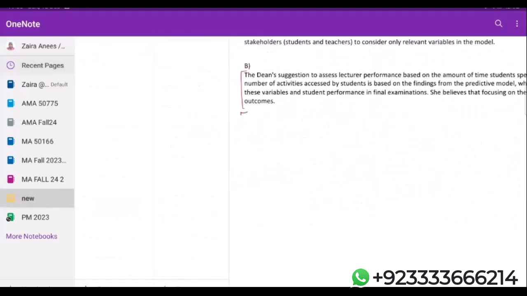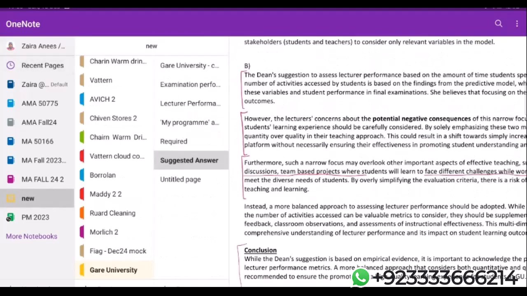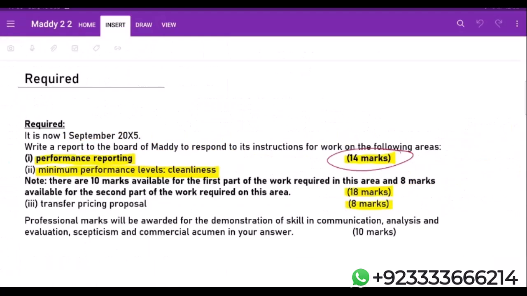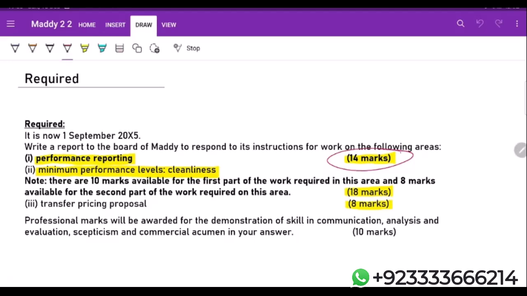So let's take this example. Let's suppose this is the question and this is the requirement. If you see the requirement, what is it? Write a report to the board of MEDI to respond to instructions to work on the following areas: performance based reporting and level of cleanness.